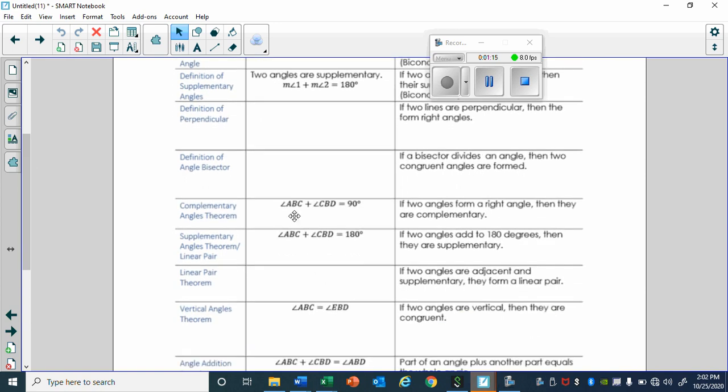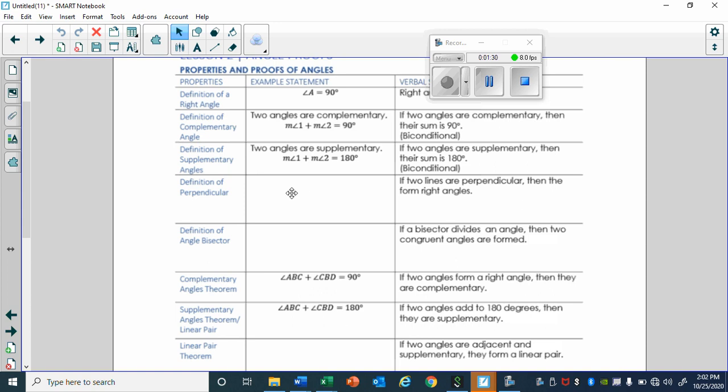We want to be careful about the distinction between a definition and a theorem. Theorems do not talk about specific measures. They talk about the angles in general. If you look, the little m is gone from these theorems. Now, for the definition of perpendicular, they might say that line L is perpendicular to line M, therefore two right angles are formed. And similarly with the definition of angle bisectors, they might say line L is an angle bisector of angle MGC, therefore two congruent angles are formed, right?